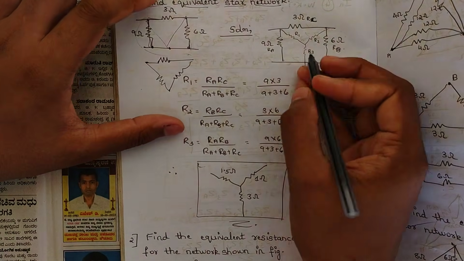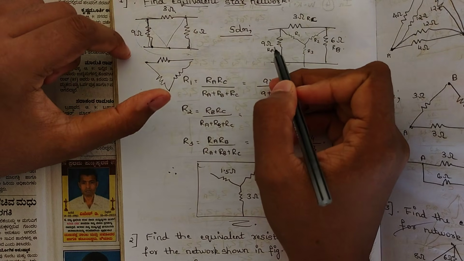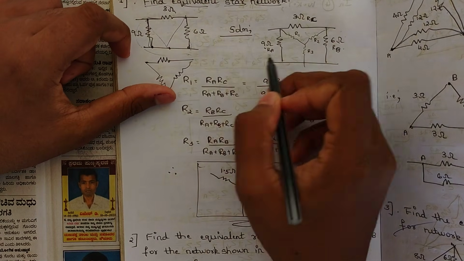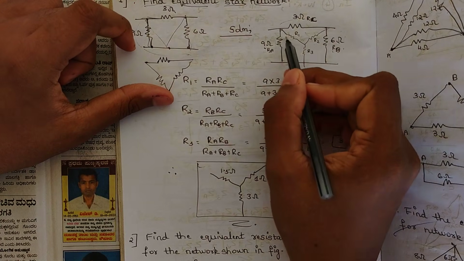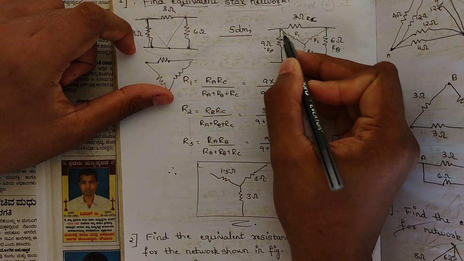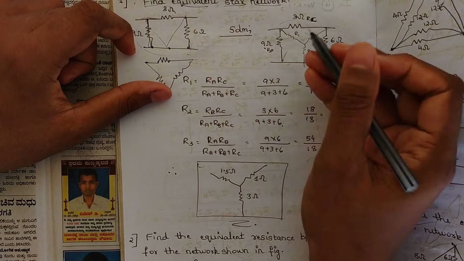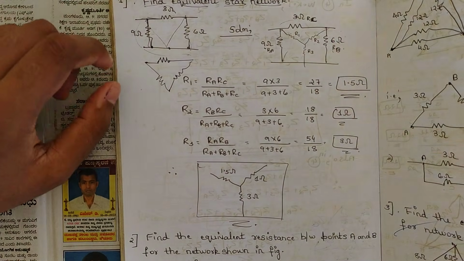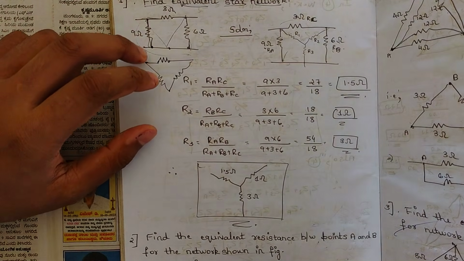Here this is the delta network. The impedance values they have given are 9 ohm, 3 ohm, 6 ohm. Consider them as RA, RB, RC, because this is a delta network. Inside, draw one imaginary star, you can draw it in pencil if you want, and name it as R1, R2, R3 like this. Now we need to find the values of the equivalent star network.